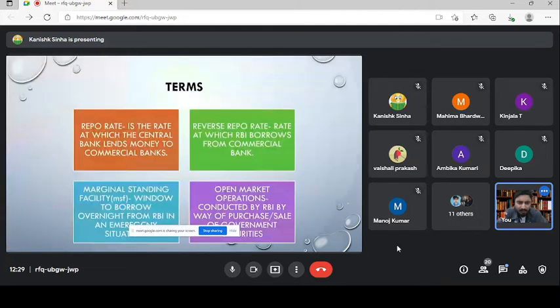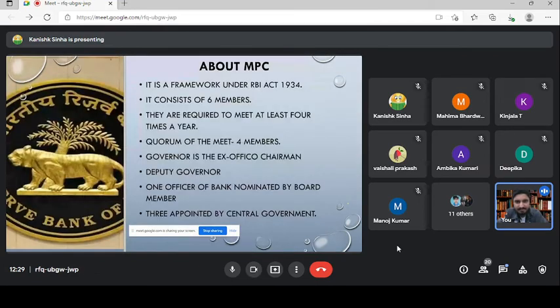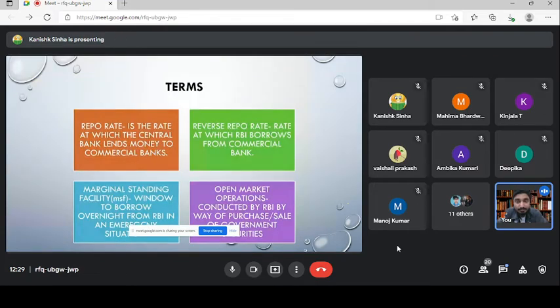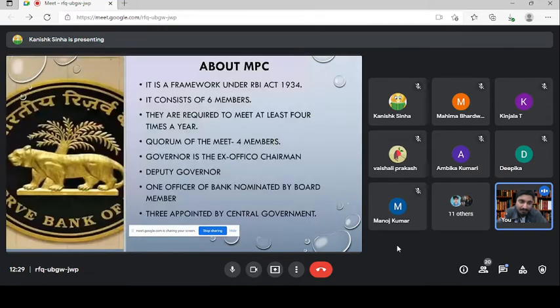Not going into the constitutional aspects, we will just discuss what is important about the MPC. So you have to remember that the MPC has a total of 6 members and has to meet 4 times a year. The quorum is 4 members. Three are from the RBI: the Governor, one Deputy Governor, and one officer of the bank nominated by the central board, and 3 are appointed by the central government.